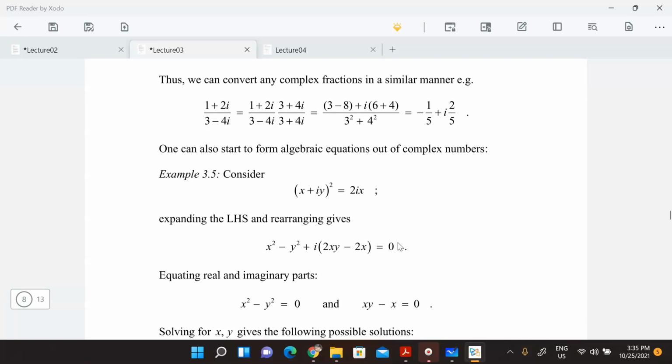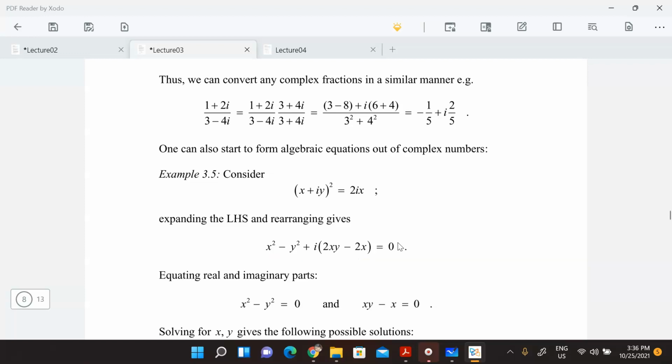One of the things that one needs to be able to do with complex numbers is to solve an equation. Here's an equation, for example. I have (x plus iy) squared, which is supposed to give you a complex number, and then this should be equal to 2ix. So how do you solve this complex equation? It's just to expand this.